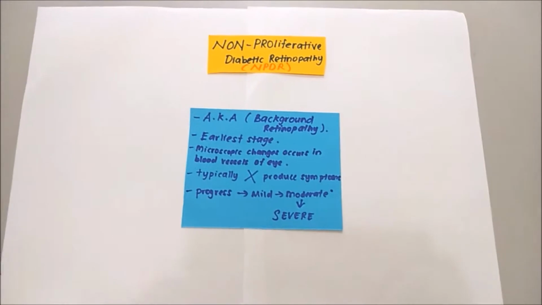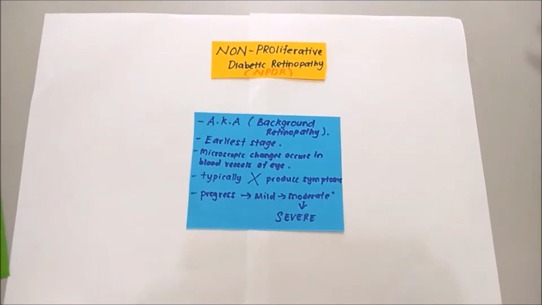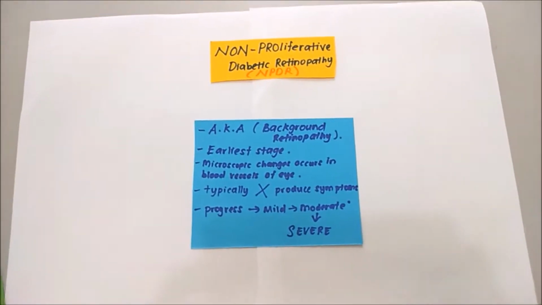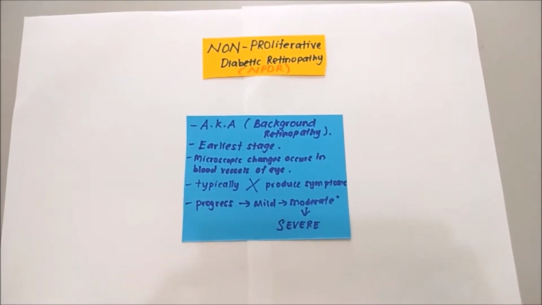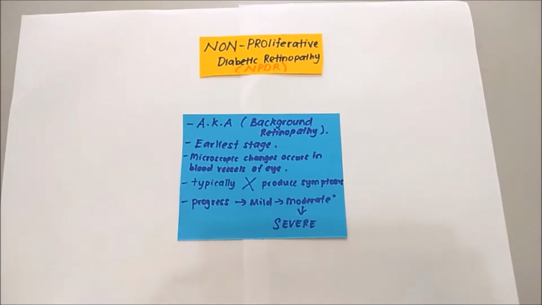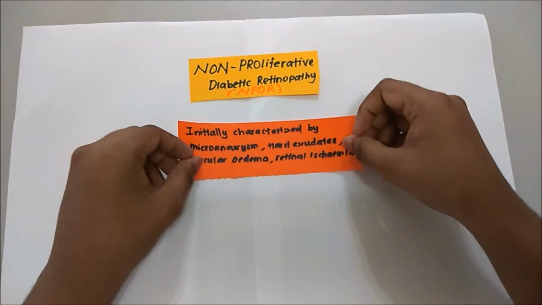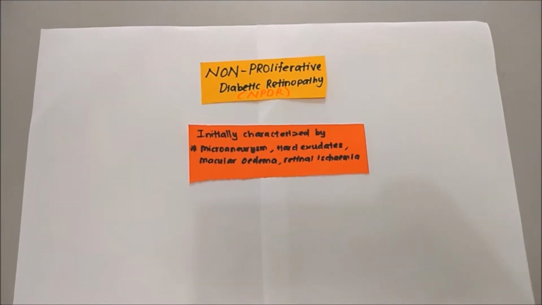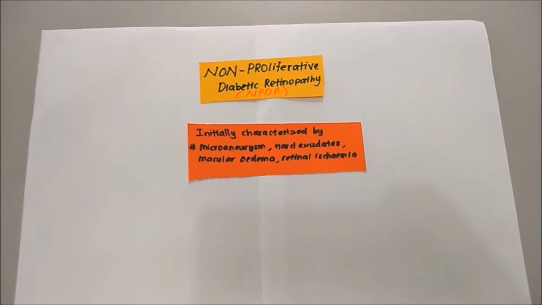It is the earliest stage of diabetic retinopathy. Some microscopic changes occur in the blood vessels of the eye, compared with the normal fundus. It typically does not produce any symptoms at an early stage. It also progresses from mild to moderate to severe. NPDR is initially characterized by microaneurysms, hard exudates, macular edema, and retinal ischemia.